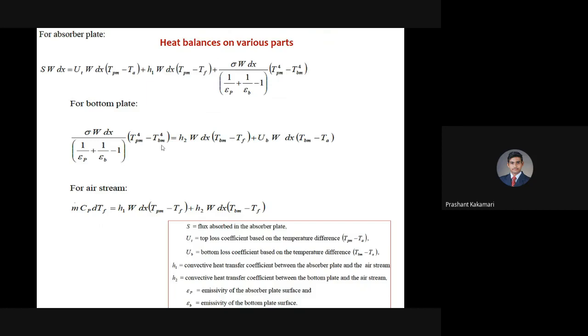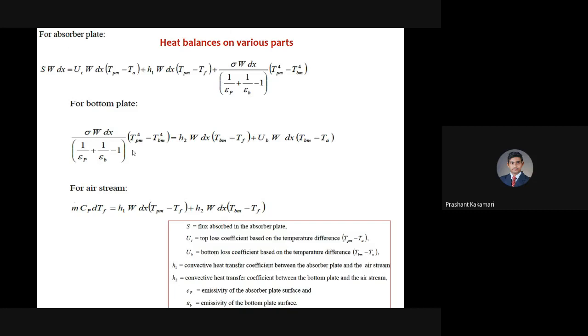Now, as I told you, for the bottom plate, if you go for the heat balances, I can recall that for the bottom plate, whatever energy is received is by the radiation process from the absorber plate. Keeping that in mind, I can write the same equation as it is here, because the radiation process is going to take place between two plates: Sigma W dx, that is area, divided by 1 by epsilon p plus 1 by epsilon b minus 1, into bracket Tpm raised to 4 minus Tbm raised to 4. So this is the energy received by the bottom plate now.